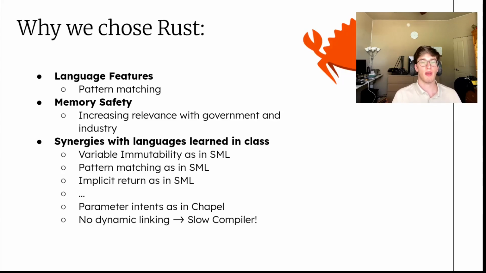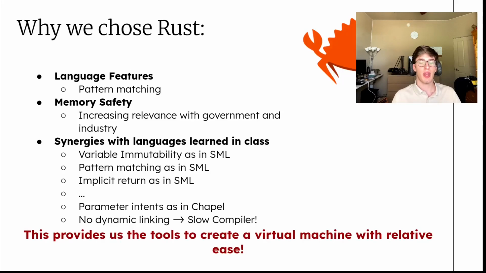Like memory safety, Rust has a number of features that are borrowed from functional languages like SML, like variable immutability, pattern matching, implicit return, underscore wildcard, and more. And it also has similarities to Chapel. There's parameter intents, which we'll touch on, and no dynamic linking, which allows for a very slow compiler similar to Chapel.